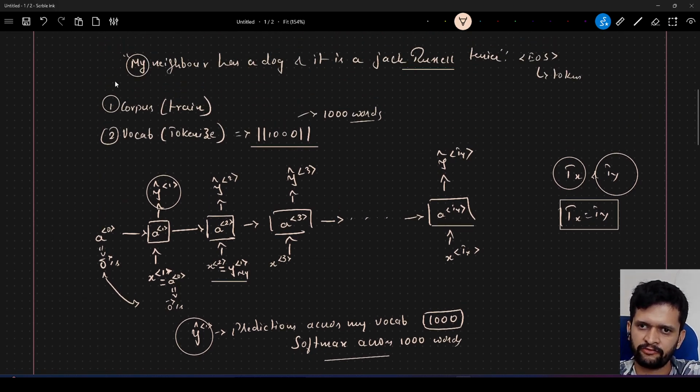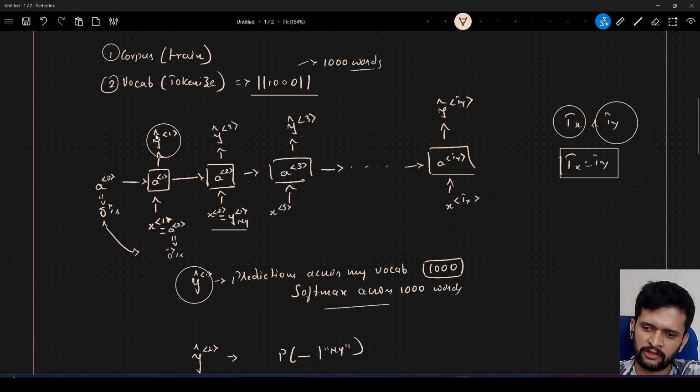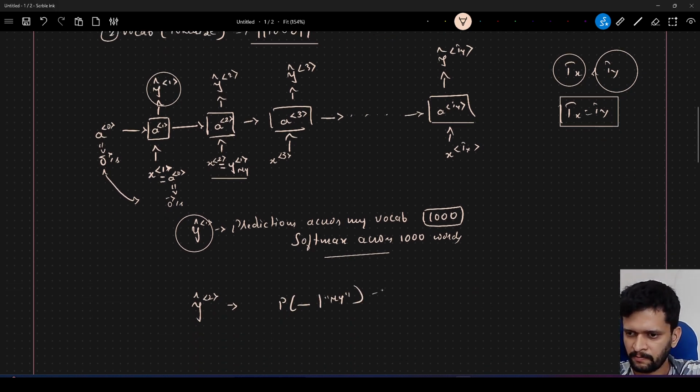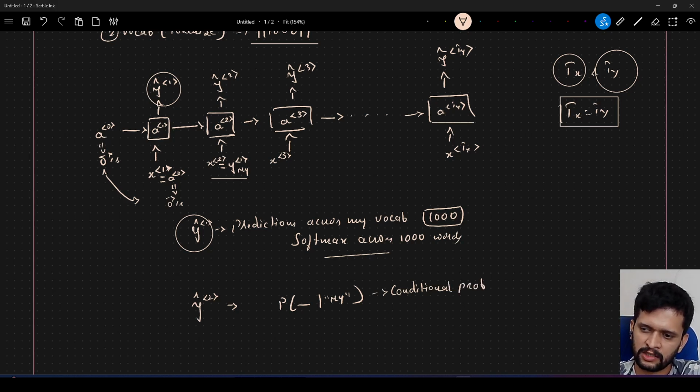In this sentence, the first word is my. Now this will be a conditional probability, right? What is the probability of each word in the vocabulary given the first word as my? So now I will have my predicted y hat 2.